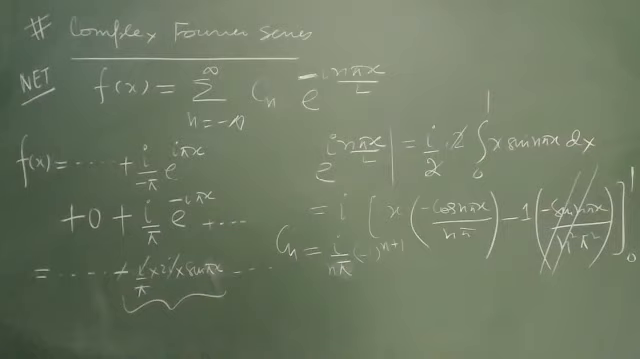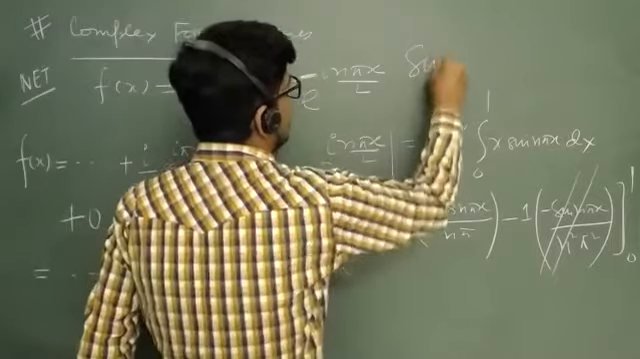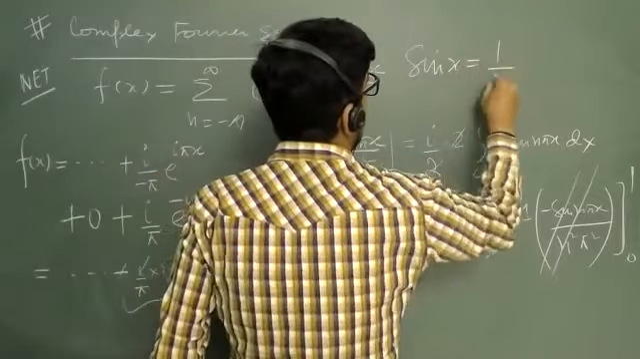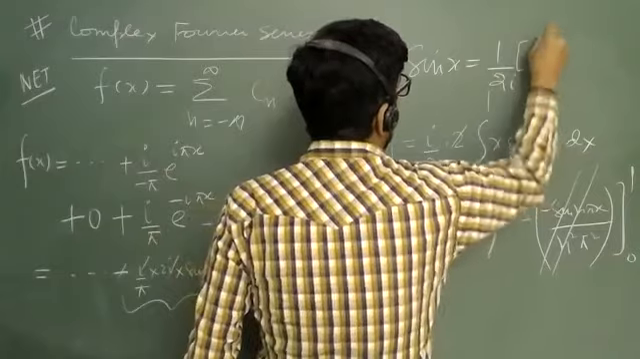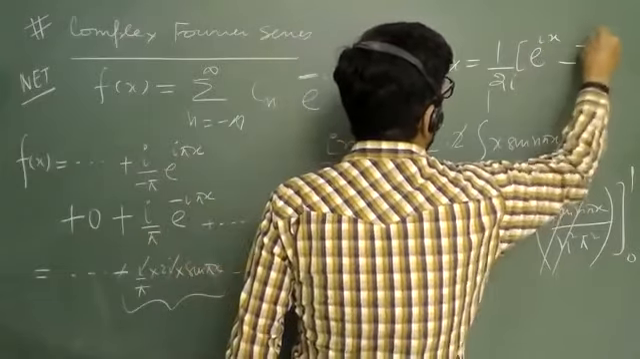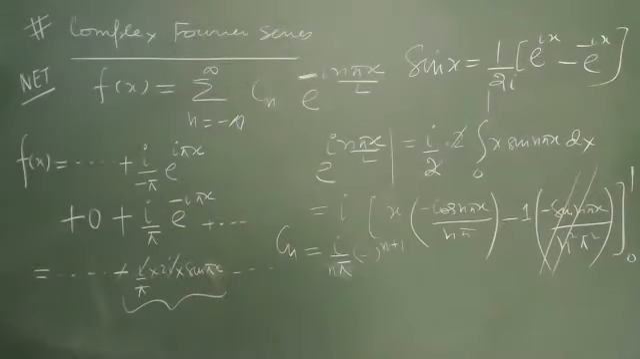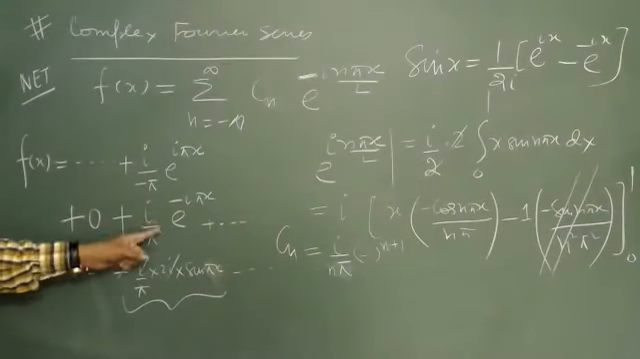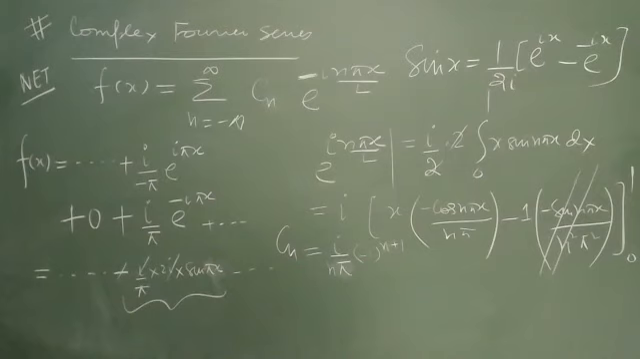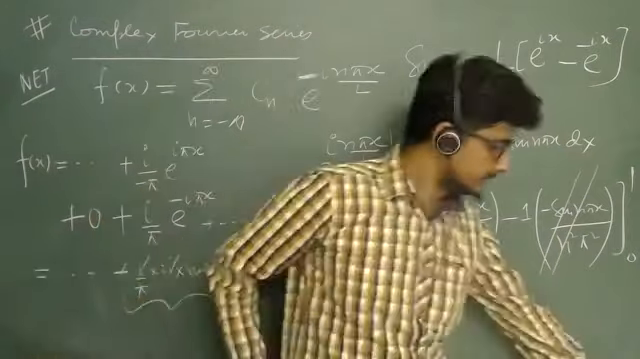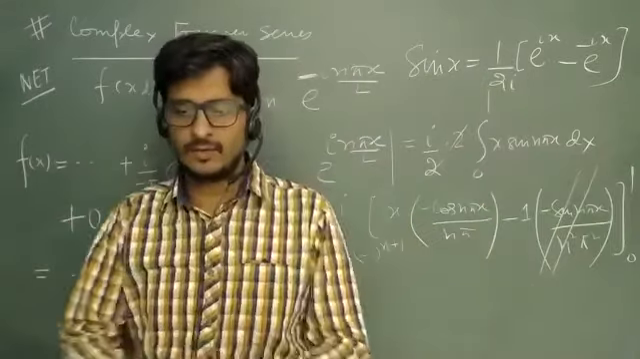Okay? Because you know, sine of x is equal to 1 over 2 iota times e to the power ix minus e to the power minus ix. This we know. That's why I can write this. I can combine these two. You agree with it? Tell me if there is any doubt.